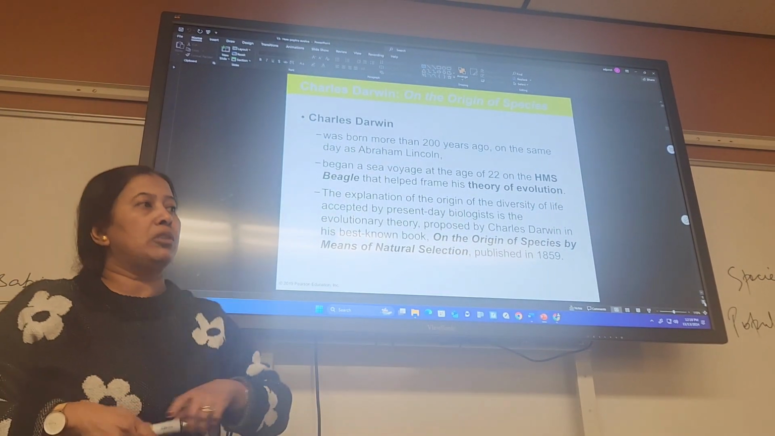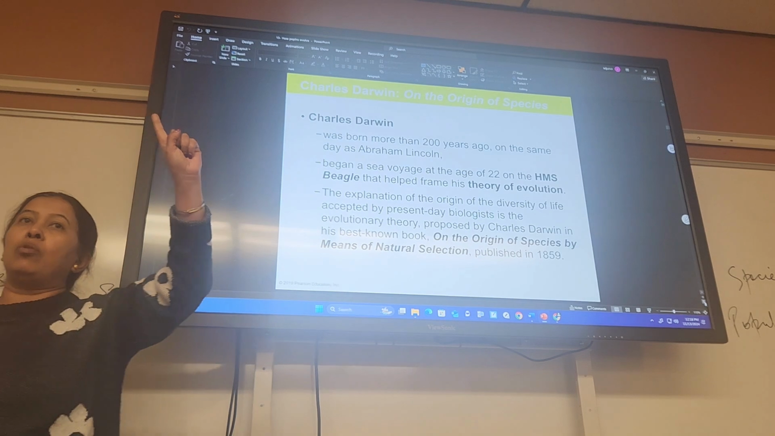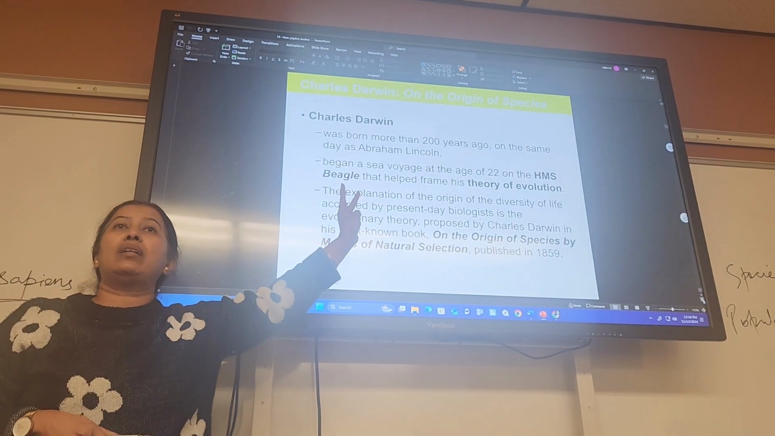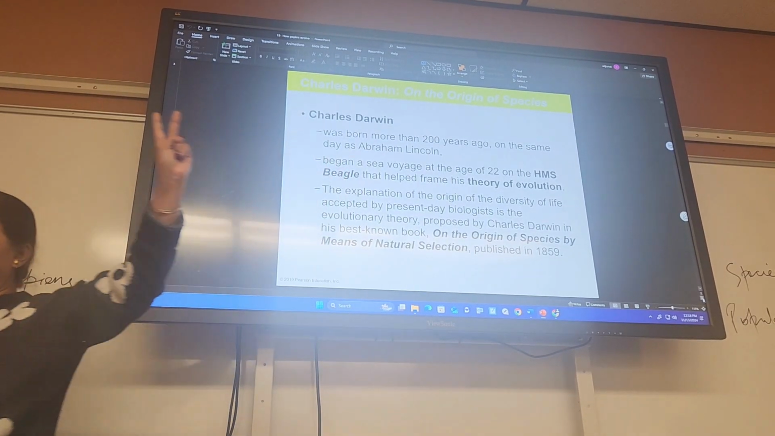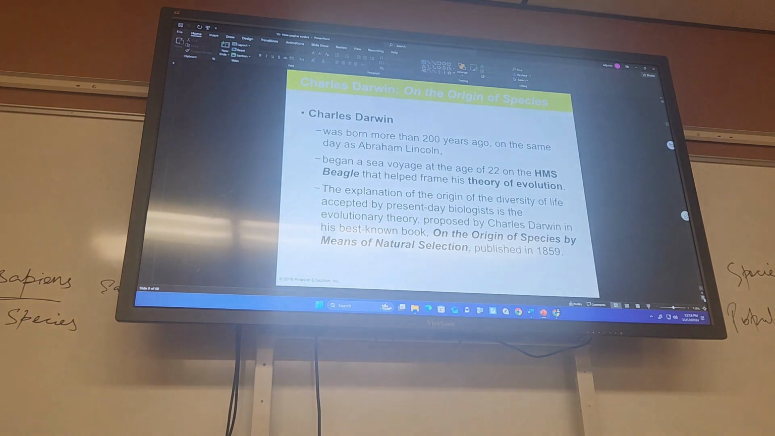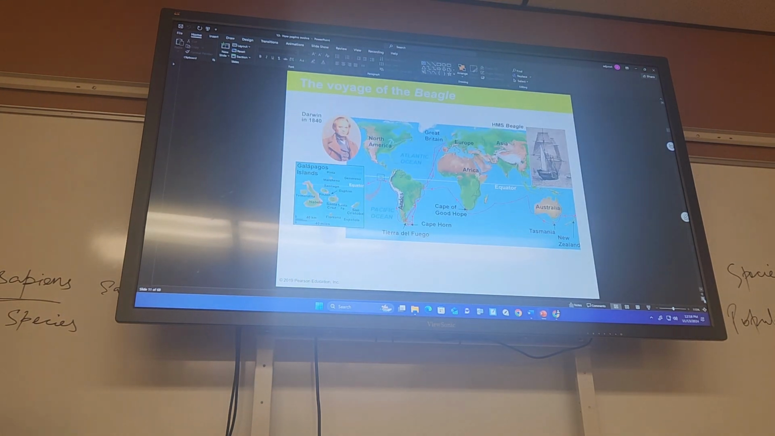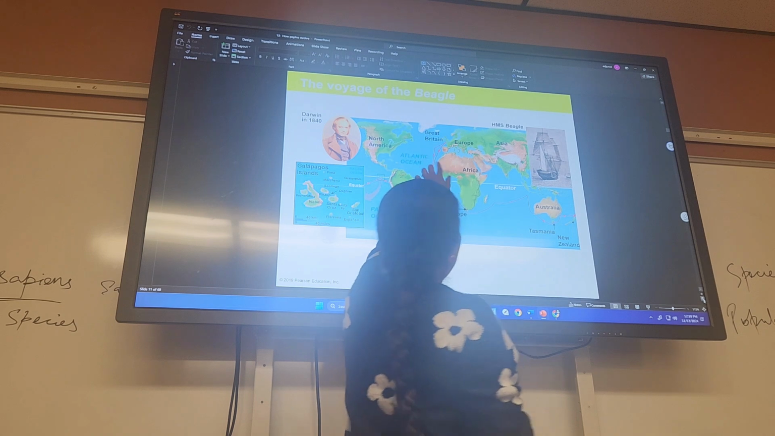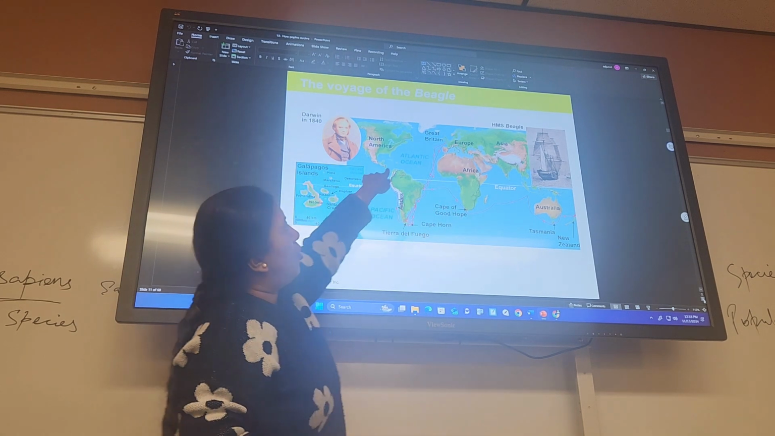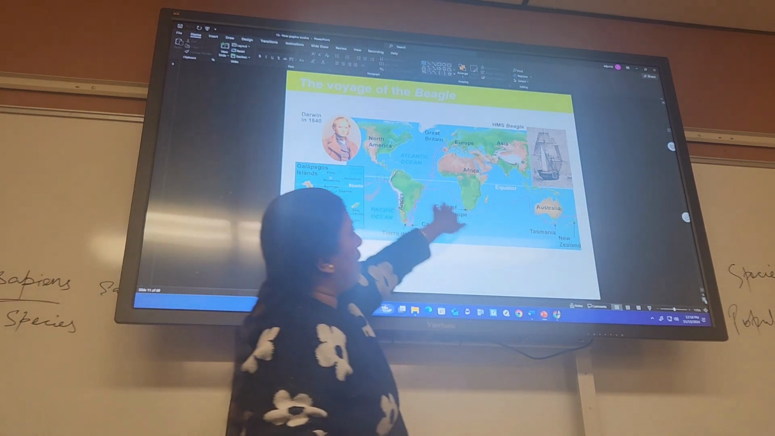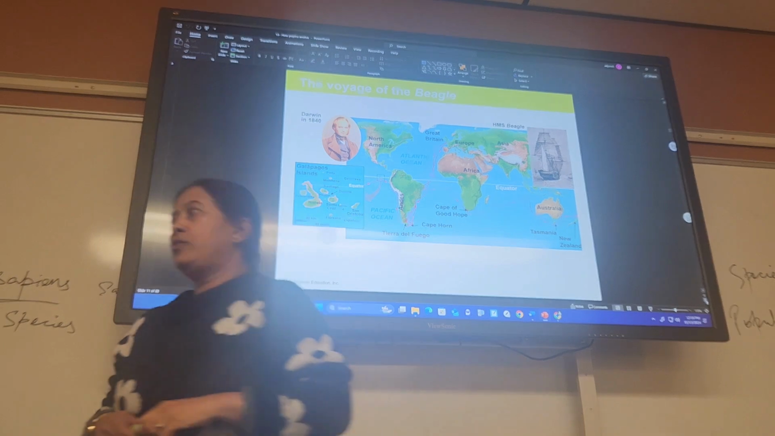So now you guys know who's the father of genetics? Mendel. Who's the father of evolution? Charles Darwin. Right? You cannot afford to forget these two names. Very, very important. Now what did Darwin say? First of all, you see Darwin's journey started from here. You see all these red arrows all around South America and here in Australia. So this was his journey.